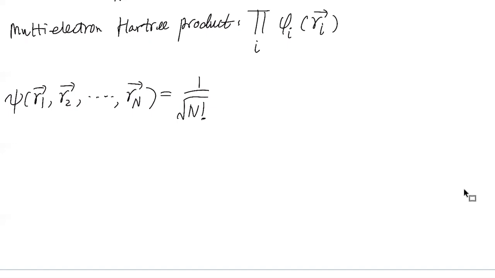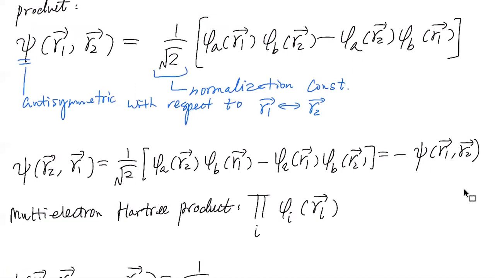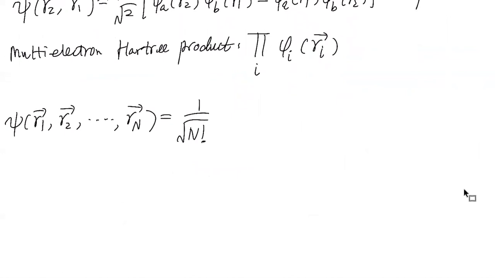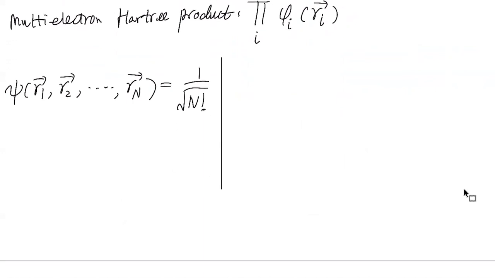It's just like what we have here when we have 2 electrons, we have 1 over square root 2. 2 factorial is equal to 2. If you have 3 electrons, you will have 1 over square root 3 factorial, which is equal to 1 over square root 6, because you will have 6 permutations for this product, right? And how to connect those products? Well, Slater said you simply write down a Slater determinant.